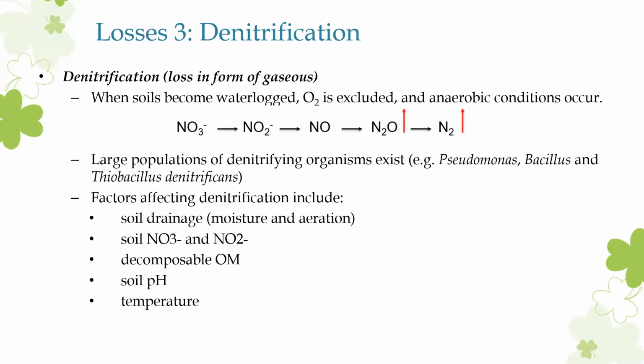The next loss of nitrogen is via the denitrification. Denitrification is the loss of nitrogen in the form of gases. In some cases, when the soils become waterlogged, the oxygen is excluded and anaerobic conditions occur. Large populations of denitrifying organisms exist, such as Pseudomonas, Bacillus, and Thiobacillus denitrificans. The factors affecting the denitrification include the soil drainage, which is the moisture and aeration, the amount of soil nitrate, the amount of decomposable organic matter, the soil pH, and also the temperature.